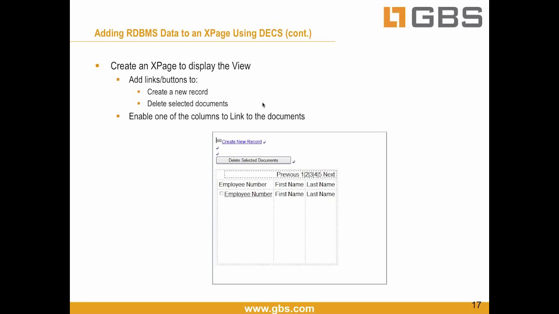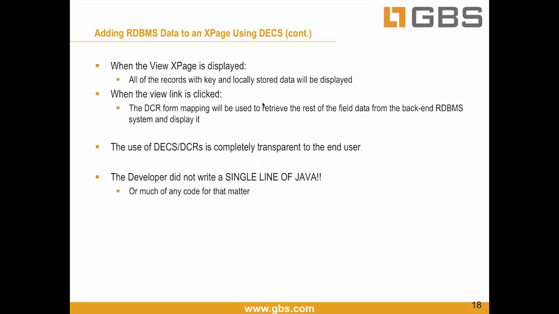We then also need an XPage that's going to display the view data. So we're going to have a link or a button there that creates a new record, and then optionally for a complete CRUD, create, read, update, and delete process, we'll also add a button to delete selected records. We'll enable the view column that displays the employee number to be a checkbox so that we can check records for those things to be updated and displayed.